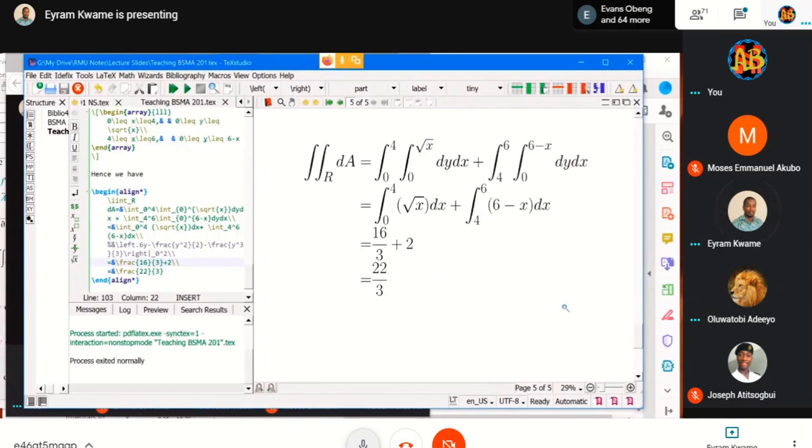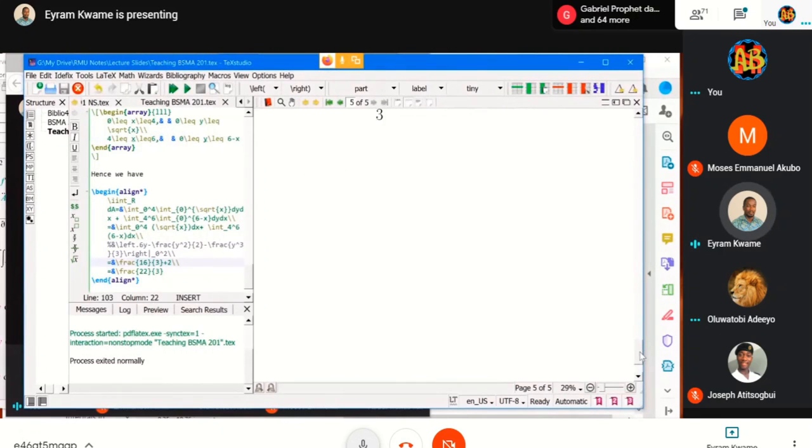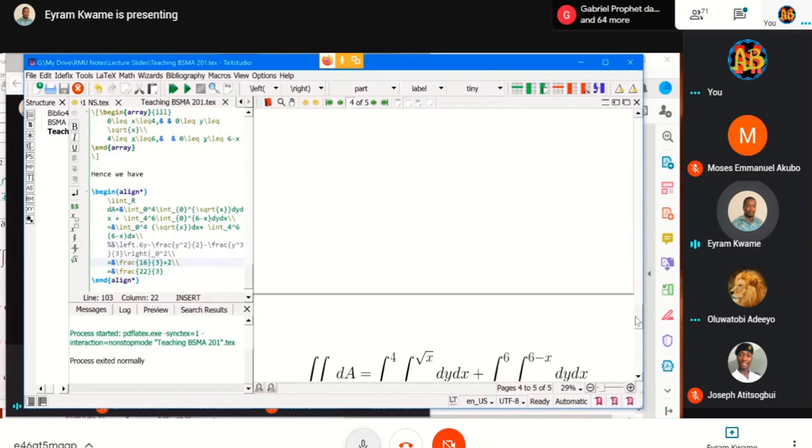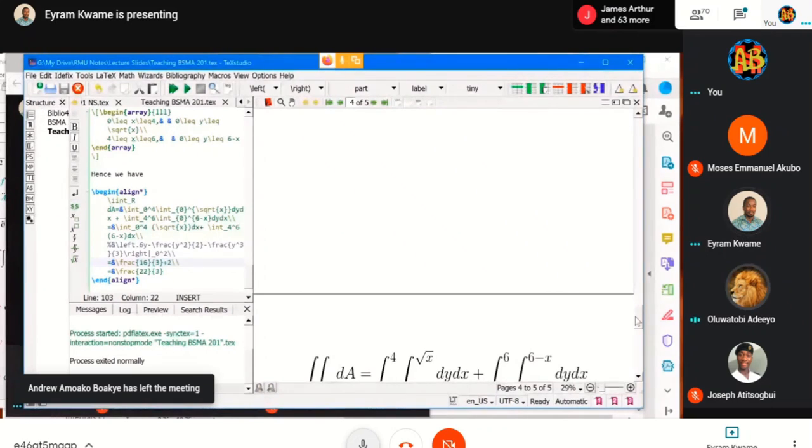Good. The last time I tried it, I didn't get the same answer. Then it means that it is not right, and that is why, when I am marking, my emphasis is on the limits you write down. Because if the limits are wrong, you are not working within the specified region.